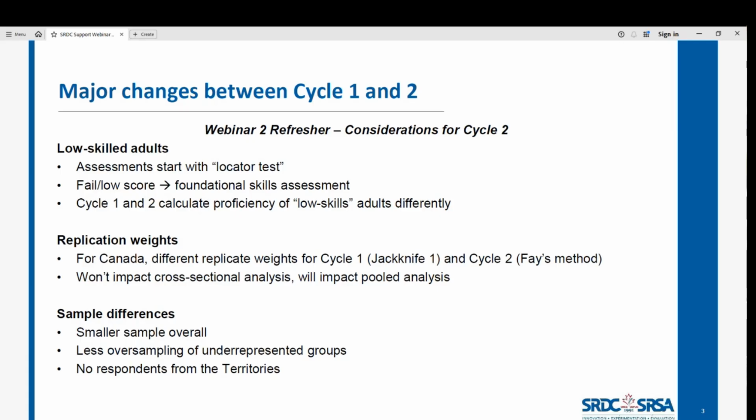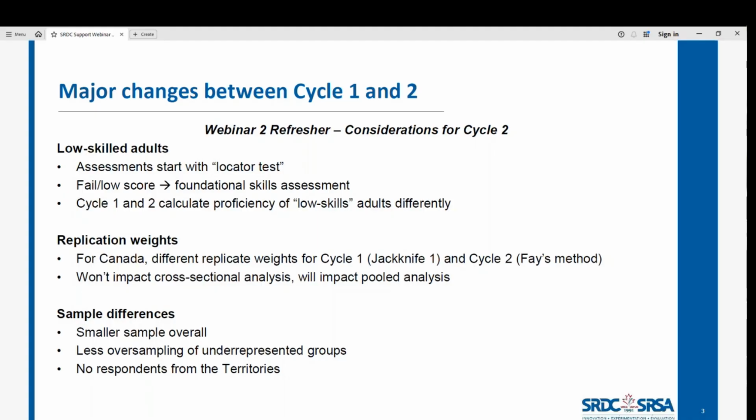We've touched on some of these different changes across cycle 1 and 2 in previous webinars. As a quick refresher, some of the stuff we discussed last webinar included the way that the cycles treat low-skilled adults. In both cycles, the assessment starts with a locator test, which coarsely gauges their skill level. If they fail or get a very, very low score on this locator test, they're placed in a foundational skills assessment instead of taking the full PIAAC.